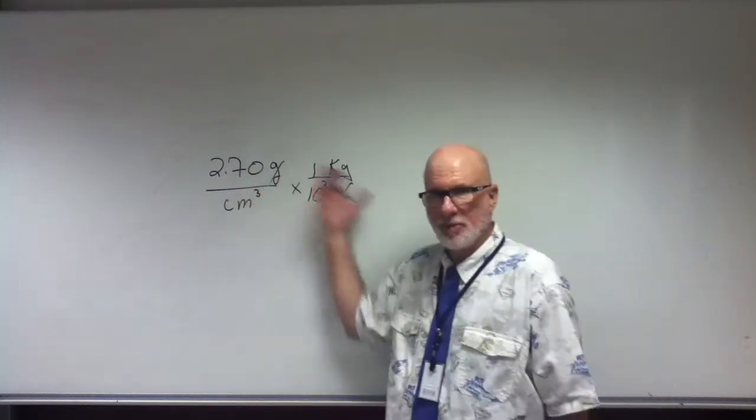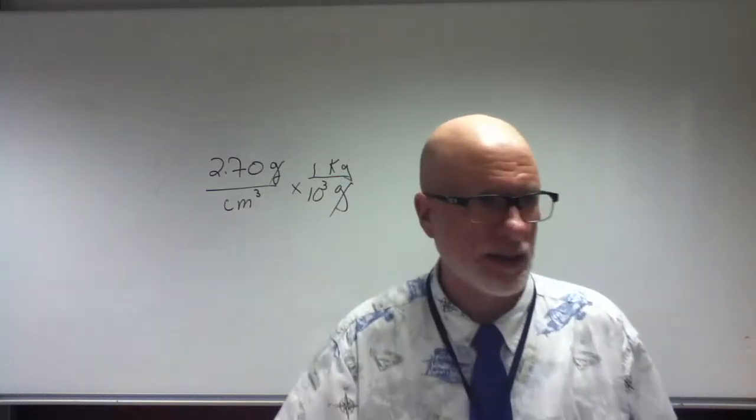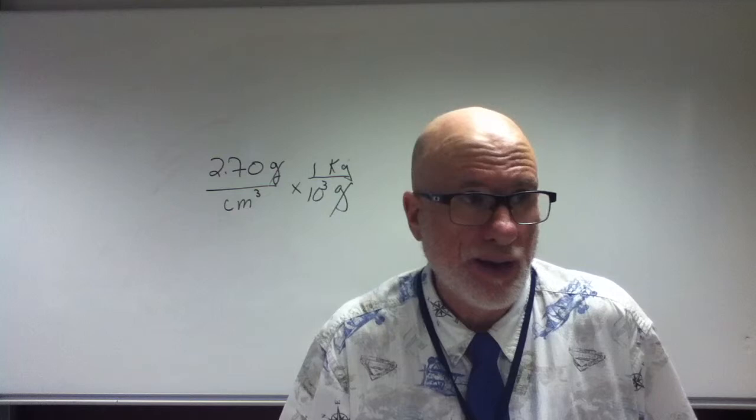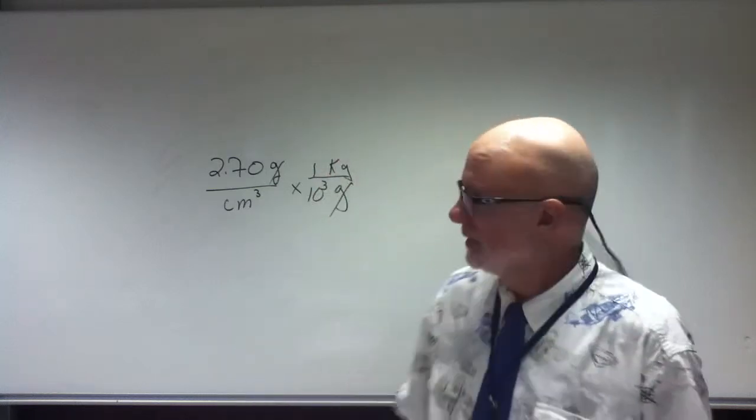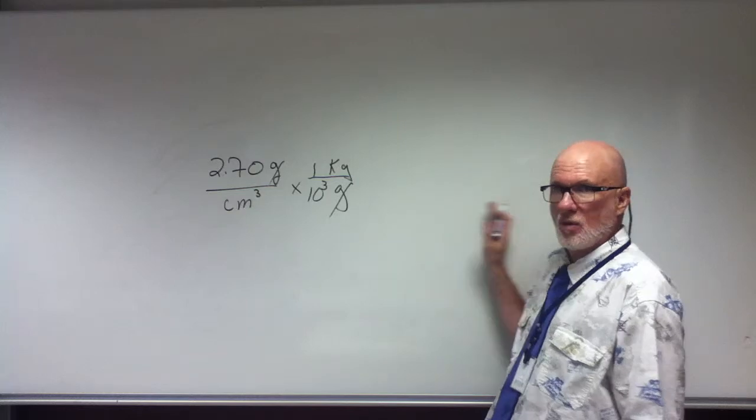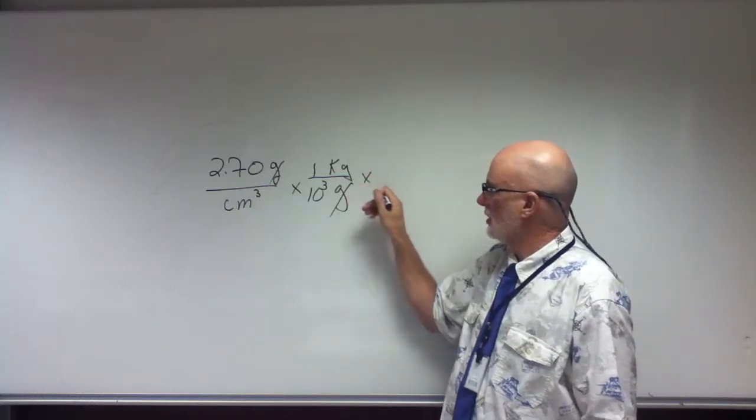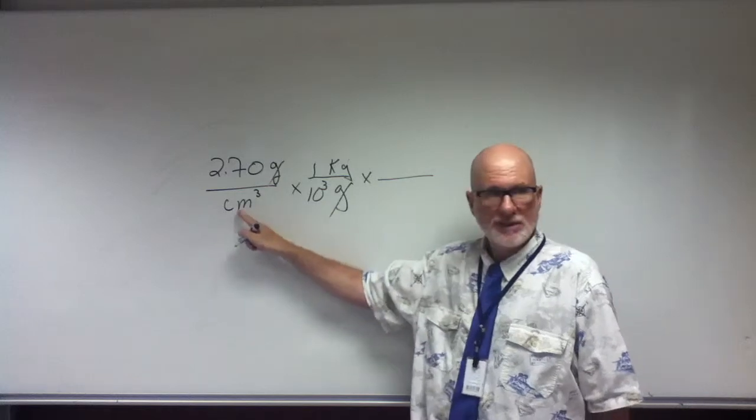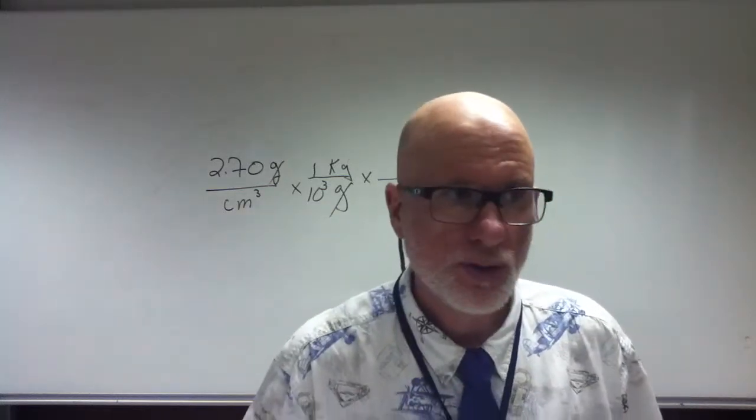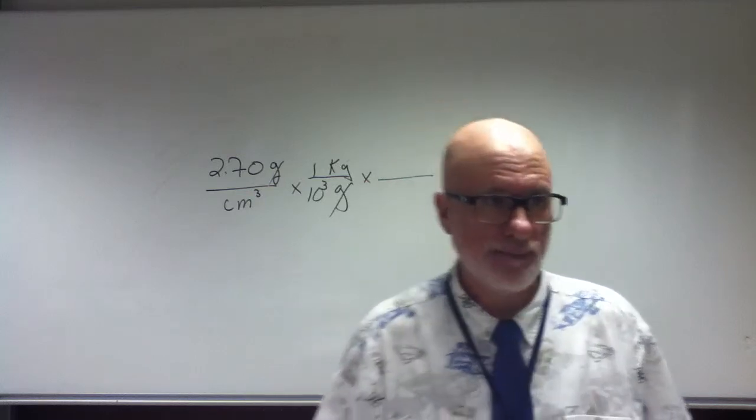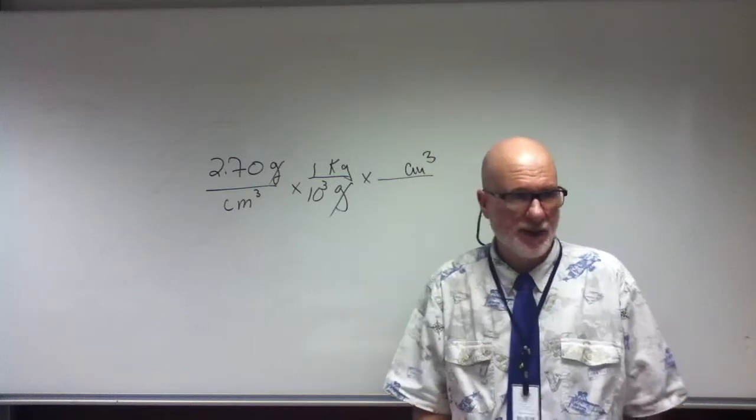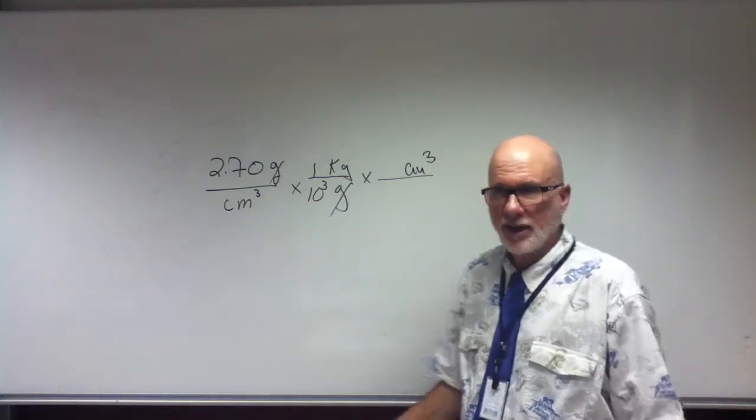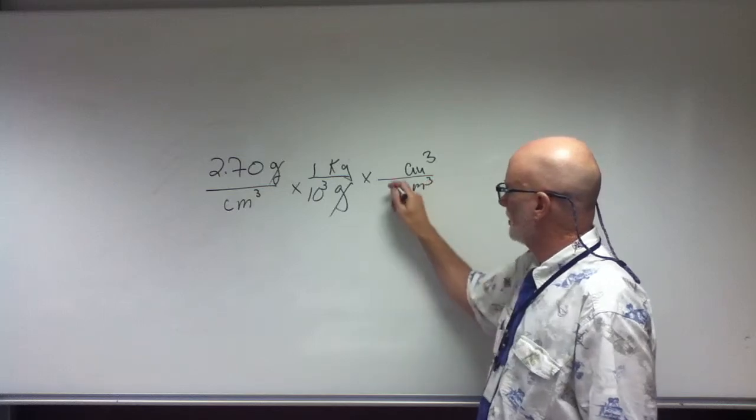Now, because I'm just multiplying everything, I can simply hang another one on here, right? Because you're multiplying by 1 anyway. So are you losing any mathematical integrity of what you started with? No, absolutely not. So I can multiply by 1 as much as I want, correct? I want to get rid of cubic centimeters and go to cubic meters, okay? So I multiply by the opposite of division, and I want to go to cubic meters.